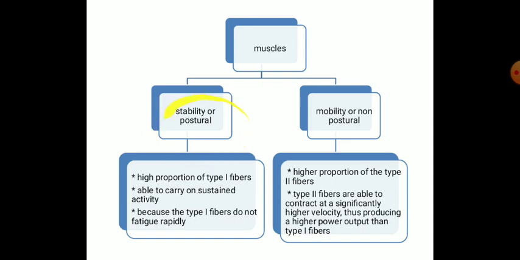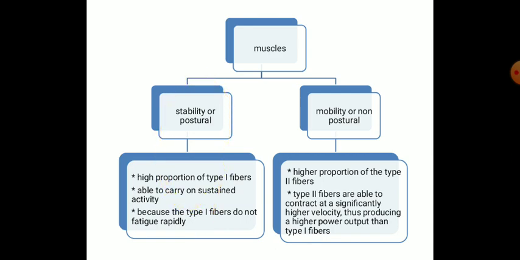The stability muscles are the ones which are mainly required to carry out a function for a long period of time. Among those muscles, the type 1 fibers will be predominant. The main reason for that is to prevent fatigue or to sustain muscular contraction for a long period of time. Because the type 1 fibers are fatigue resistant, we can carry out that function for a long period of time. So all the spinal muscles, or all the muscles which are required to produce contractions for a long period of time, predominantly consist of type 1 fibers. All of those muscles are known as stability or postural muscles.